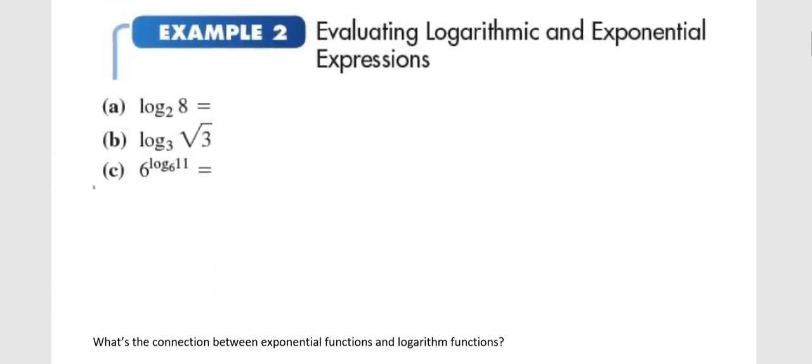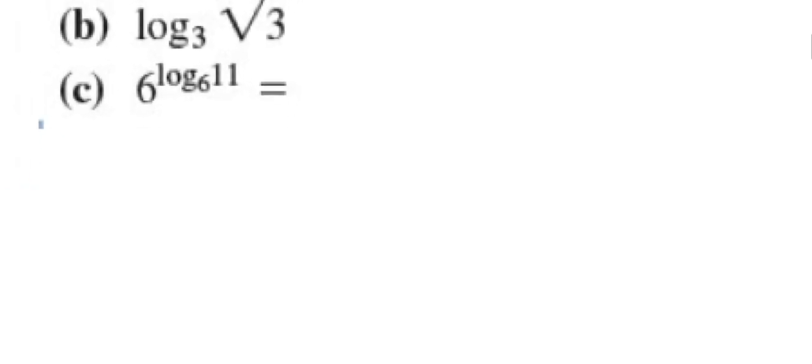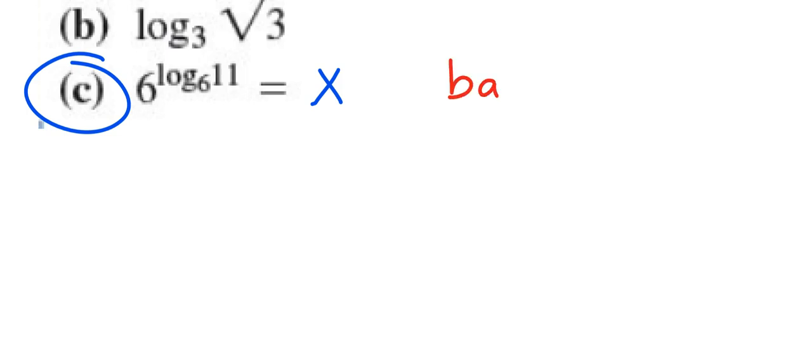Okay. Those first two are duplicates, so I'm not going to do them. I don't know why they duplicated them. But this one's new. This one is in exponential form. You know, exponential form that says base to the exponent equals argument. Can you identify what the exponent is on letter C?